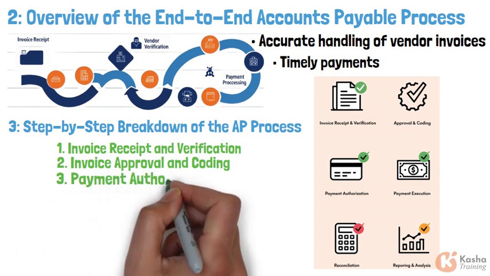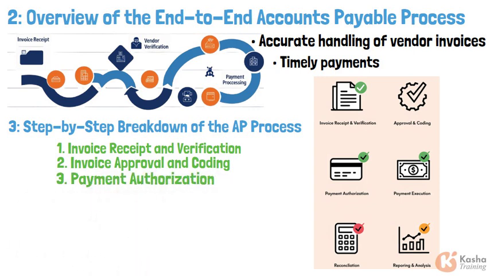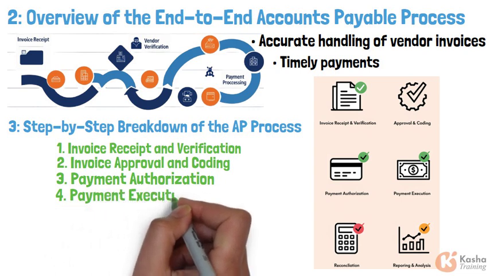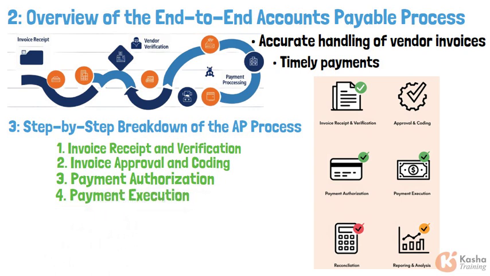3. Payment authorization. Once approved, invoices are sent for payment authorization. Authorized personnel review the payment details to confirm accuracy and compliance with internal controls. 4. Payment execution. In this step, payments are executed based on the approved invoices. This can involve various payment methods such as checks, electronic funds transfers (EFT), or credit card payments.